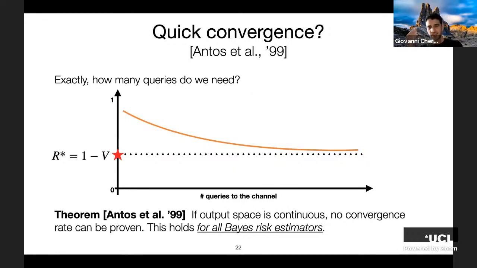In particular, if the output space, so whatever is measurable by the attacker, is continuous, then we cannot prove any convergence rate. What it means is that there exist some channels for which our leakage estimator would essentially fail to converge. And something very interesting is that this doesn't hold just for machine learning based estimators. It holds for all Bayes risk estimators, or equivalently vulnerability estimators.